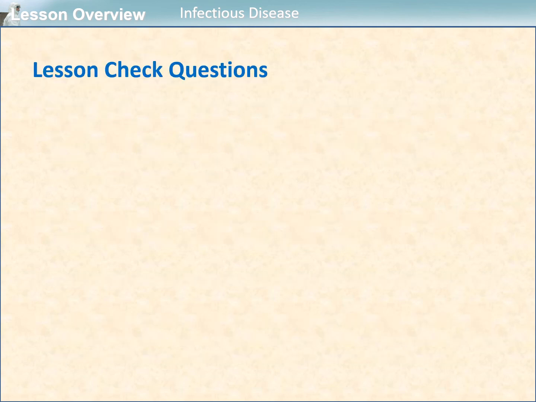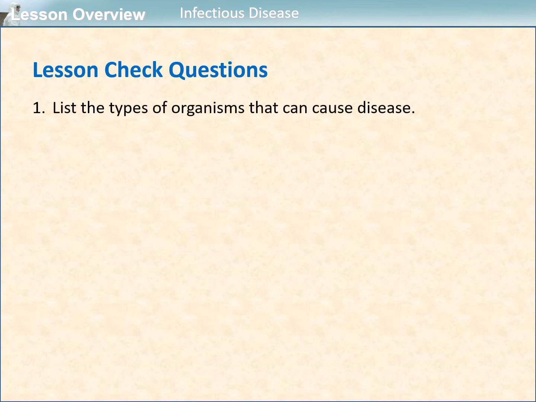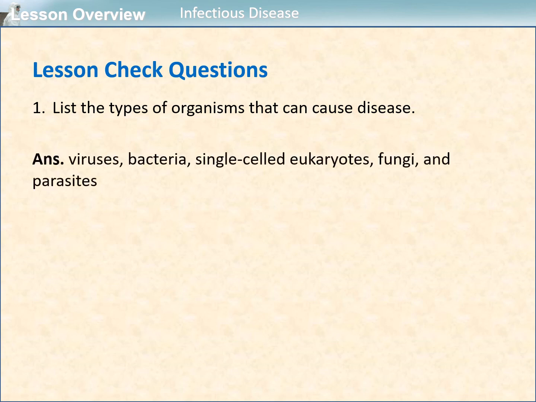Let us now answer our lesson check questions. I will be pausing for a while to give you some time to think of your answers after I've given the question. For our first question, list the types of organisms that can cause disease. So think of your answer now. The correct answer is viruses, bacteria, single-cell eukaryotes, fungi, and parasites.